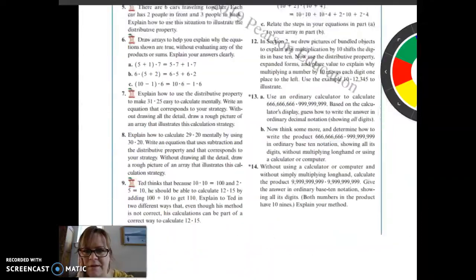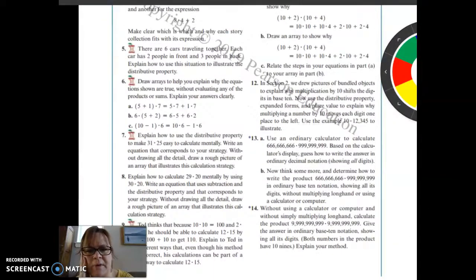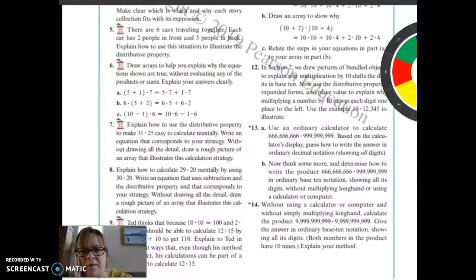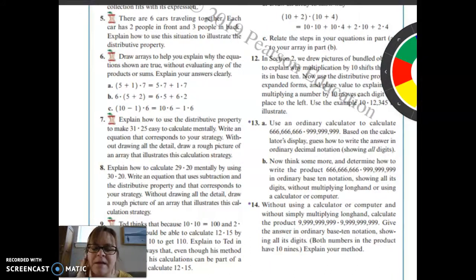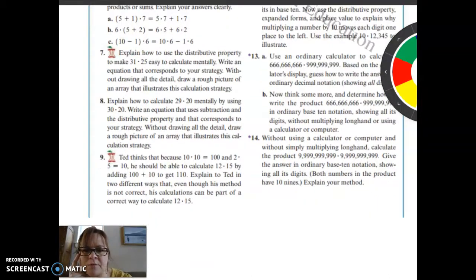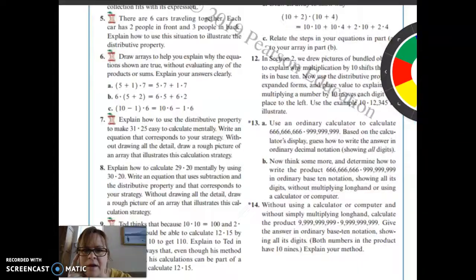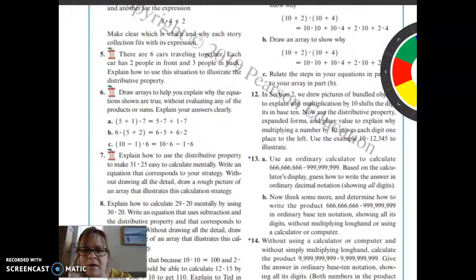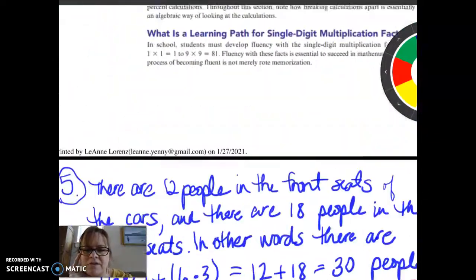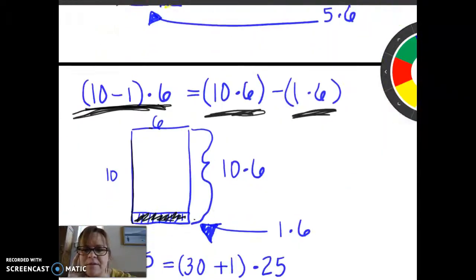All right, number 7. You had to explain how to use the distributive property to make 31 times 25 easy to calculate mentally. And I love these mental procedures. We're also going to draw a rough picture of an array that would illustrate the calculation strategy. So let's get down to number 7.